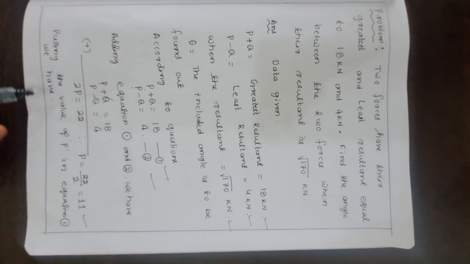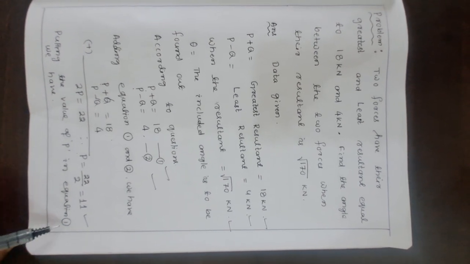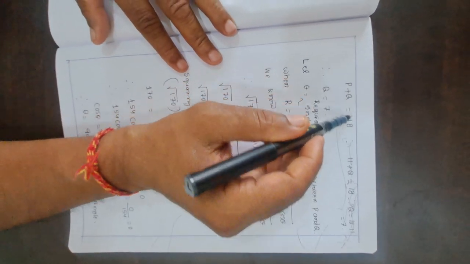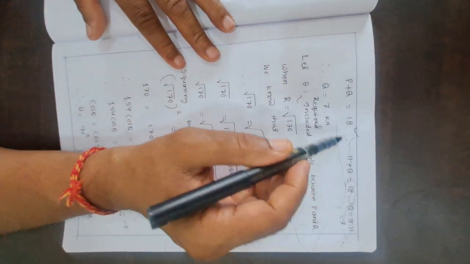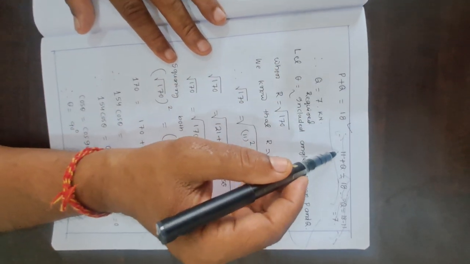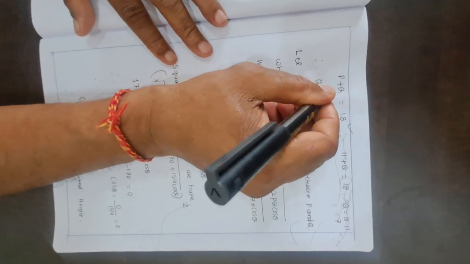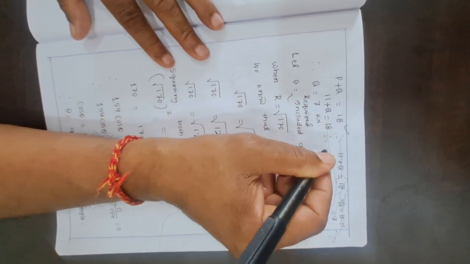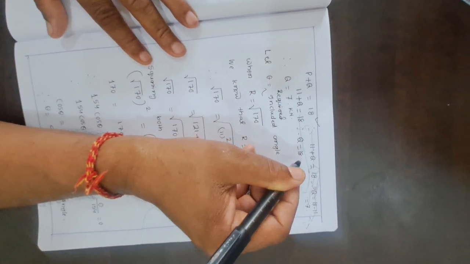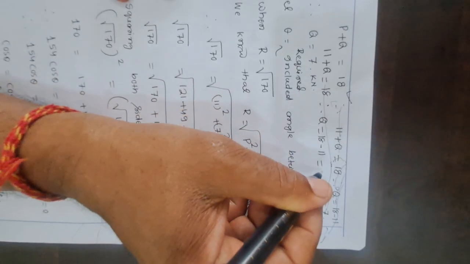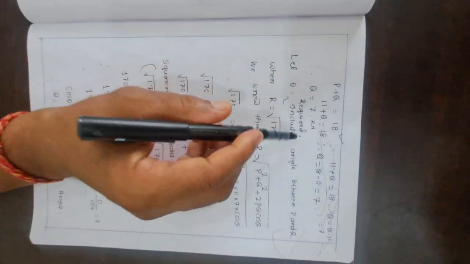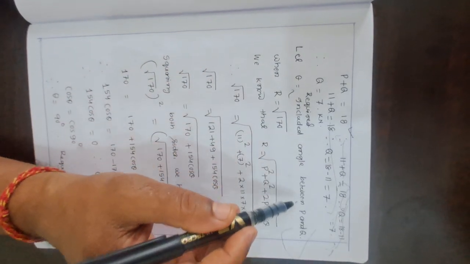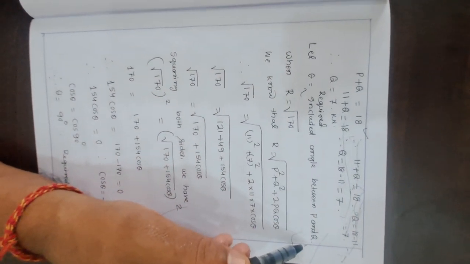Now, putting the value of P in equation 1, we have P plus Q is equal to 18. Or since P is equal to 11, or 11 plus Q is equal to 18. Or Q is equal to 18 minus 11 is equal to 7 kilonewton. Let theta is equal to included angle between P and Q.